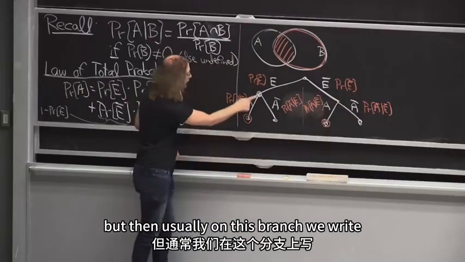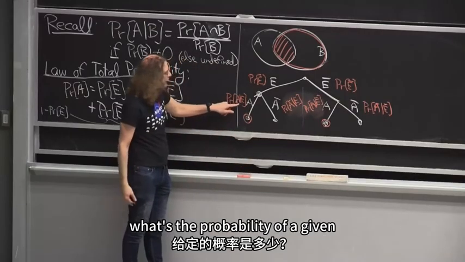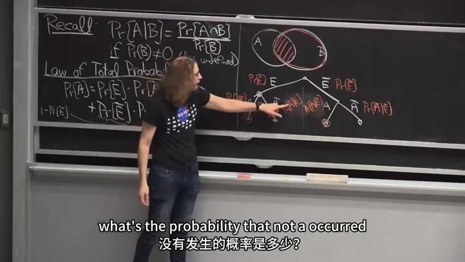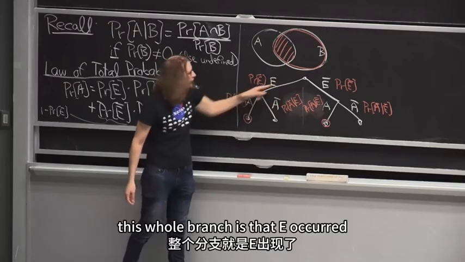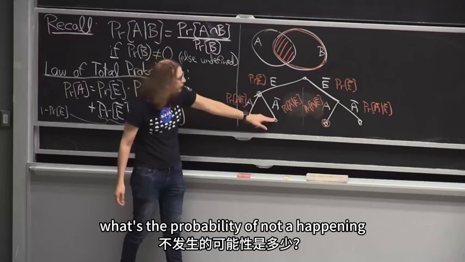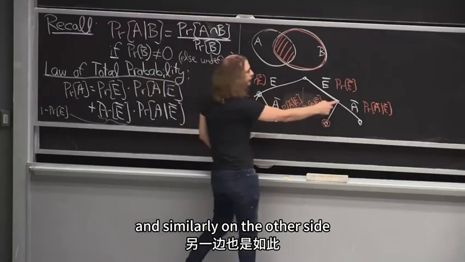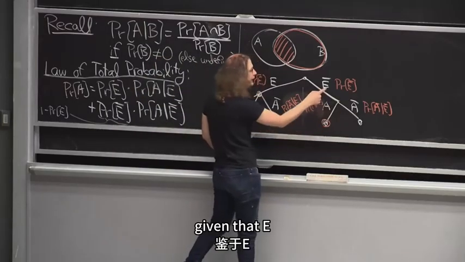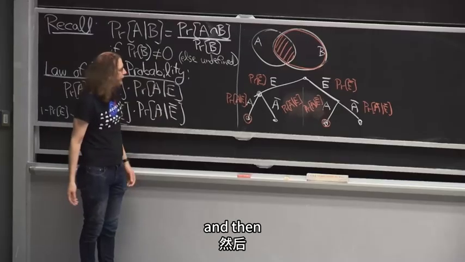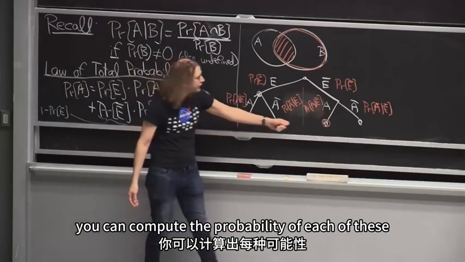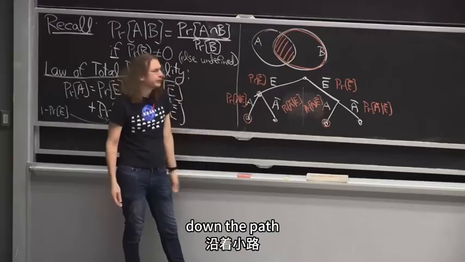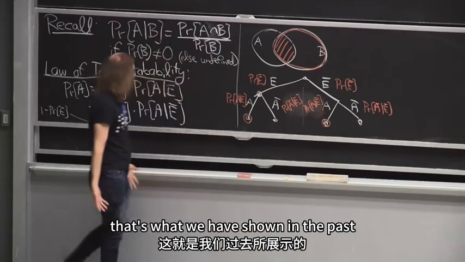But then on this branch, we write the probability of A given that E occurred, and on this branch, the probability that not A occurred given that E occurred. This whole branch is where E occurred, and given that we got here, we care about the probability of A happening and the probability of not A happening. Similarly on the other side, the probability of A and not A happening given that E didn't happen. Those are all the cases. Then you can compute the probability of each of these individual situations by taking the product of the probabilities down the path. That's what we have shown in the past.